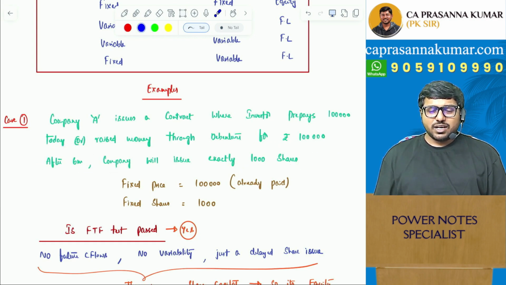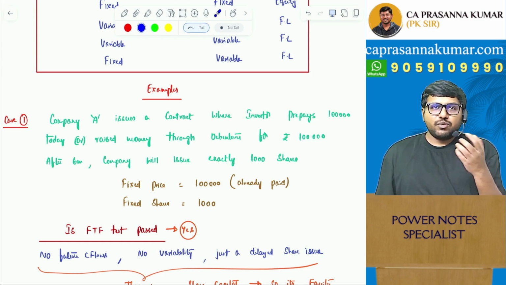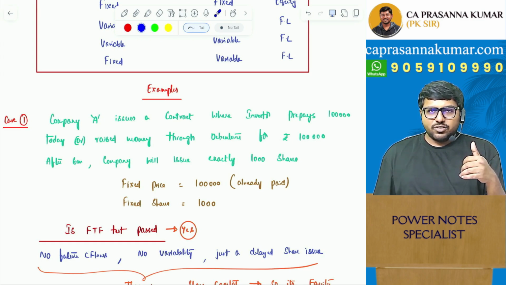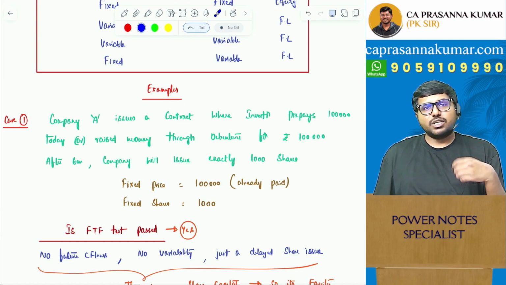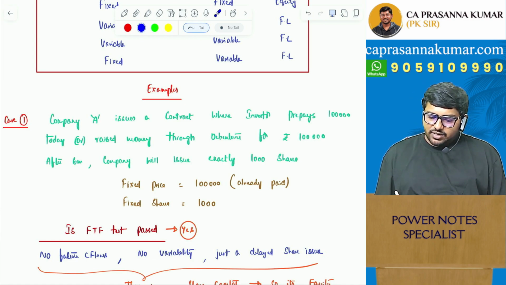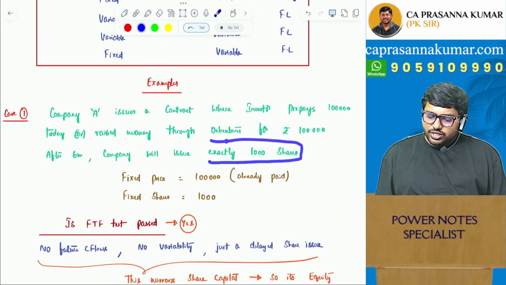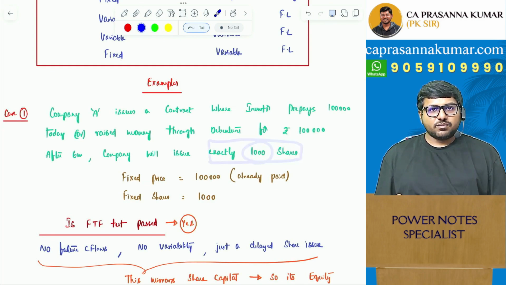So what do you mean by that? Instead of redeeming debentures, because you have to pay the principal, right? Initially you'll pay interest, after that you have to repay the principal, but instead of repaying the principal, what you will do is issue equity shares, right? How many equity shares are you going to issue? Exactly 1000. Now, we have to do the fixed to fixed test.